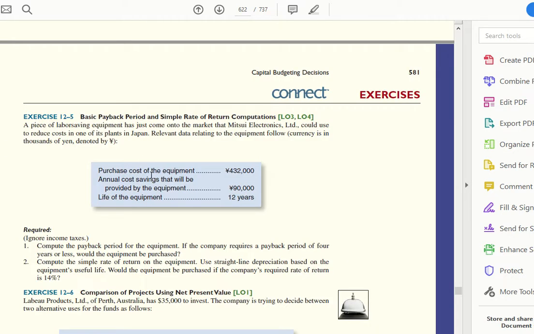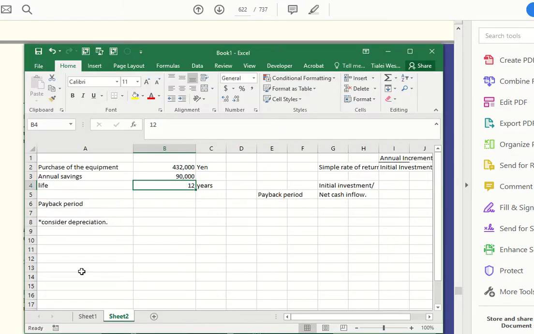So this is some of the background of the problem. Right, you purchase the equipment, there's an annual cost saving, this is the relevant data, it's in yen. For Mitsui Electronics, compute the payback period. So payback period will be this cost savings cash flow amount, while the simple rate of return will have to consider depreciation for the net operating income. So will the equipment be purchased if the company's required rate of return is 14%? So once we calculate that simple rate of return, is it going to meet the 14% threshold?